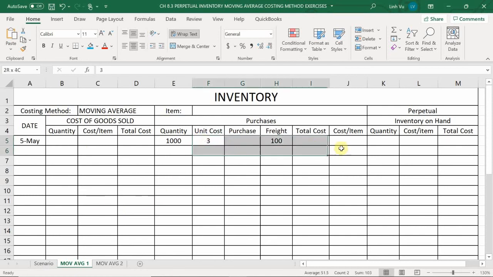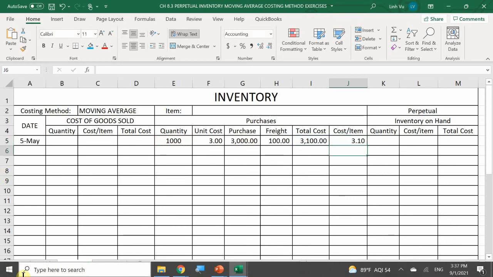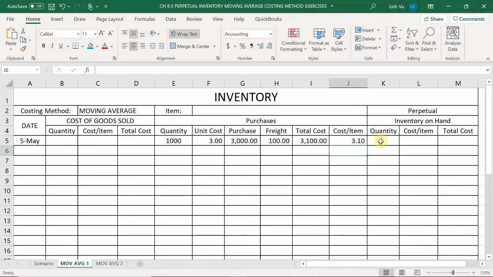So in this case, what was my total purchase? What is my total purchases? 3,000. 3,000 plus 100 gives me a total cost of 3,100. Good. 3,100. And it's $3.10 per unit. That is because this is the first batch of inventory, therefore this is your only batch of inventory. So I'm going to carry that number across. We have 1,000 units at $3.10 each.